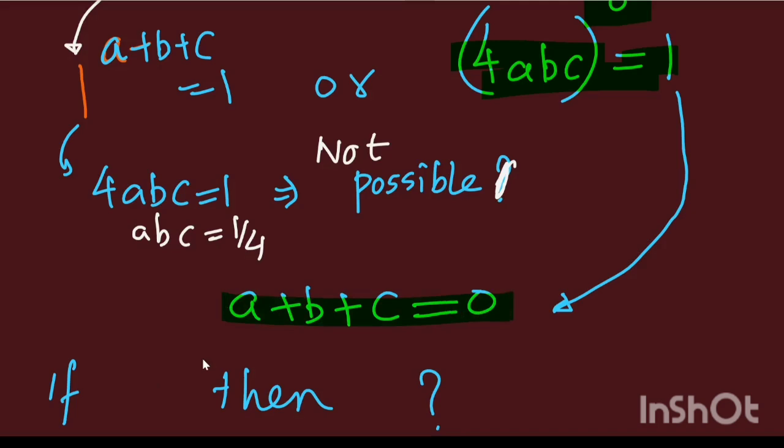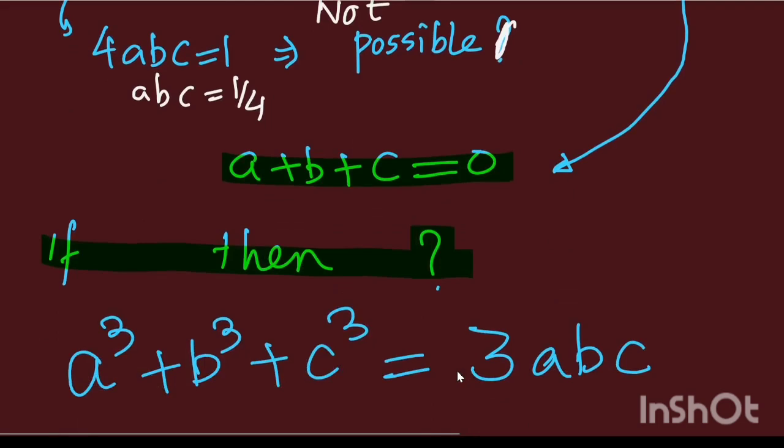Now a plus b plus c equal to 0 reminds us of which algebraic identity? If this is equal to 0, then what? So guys, it is this: a cube plus b cube plus c cube is thrice abc.